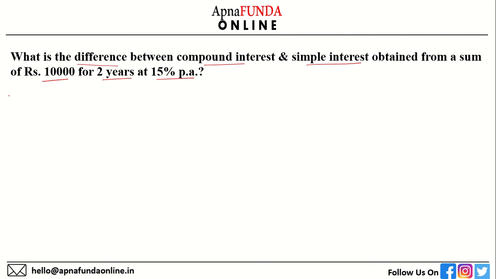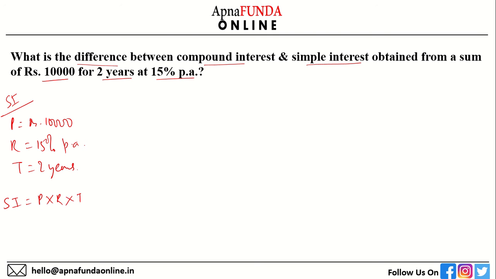Okay, so let's say in case of simple interest first, principal is rupees 10,000, rate of interest is 15% per annum, and the time period is 2 years. Let's calculate the simple interest very quickly. Simple interest is equal to principal into rate into time period divided by 100. So this is 10,000 into 15 into 2 divided by 100. Correct. So this will be 3,000. So the simple interest is 3,000.